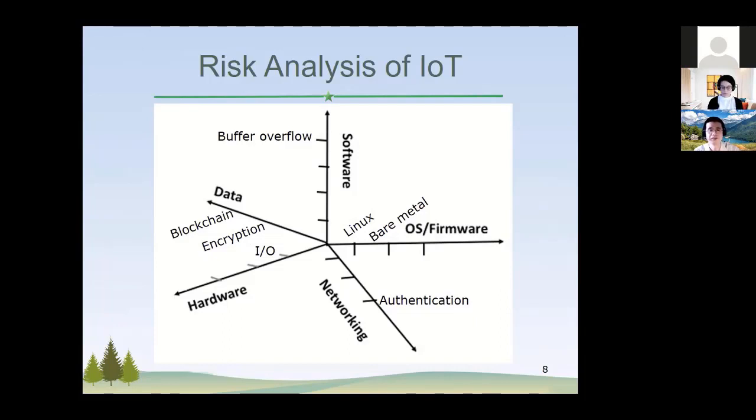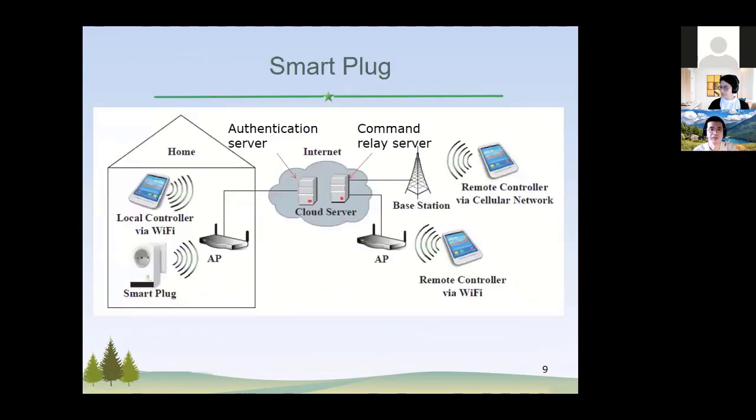Let me tell you a few examples so that you know what will happen if we really don't care about the different aspects of the security of IoT. You can see here, this is a smart plug. A smart plug is a device where you can, for example, hook your lamp's power cable to this socket. Then you can remotely use your phone to turn this socket on and off. I have a few at my home.